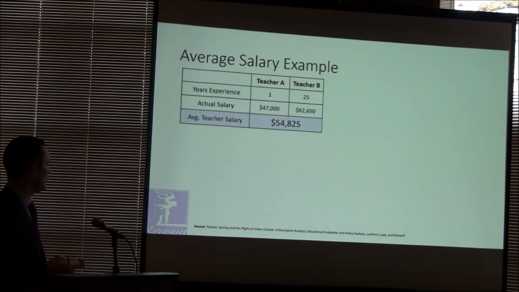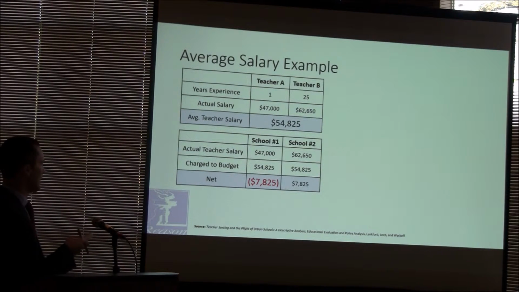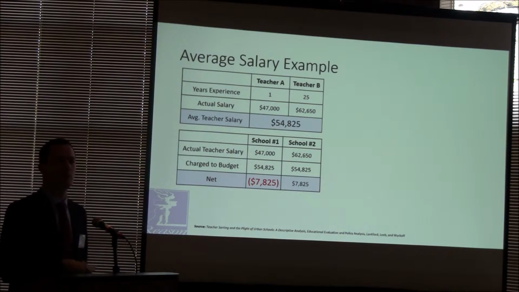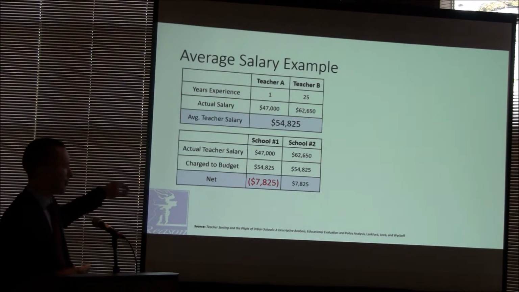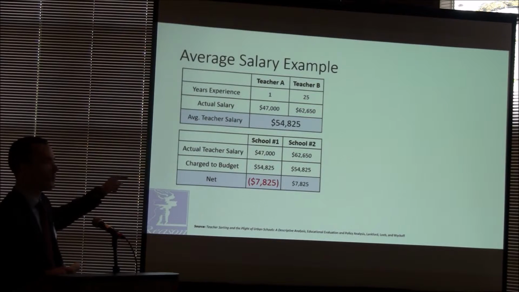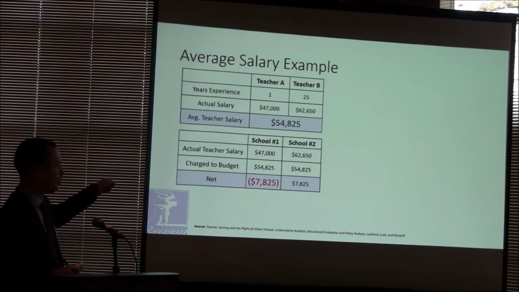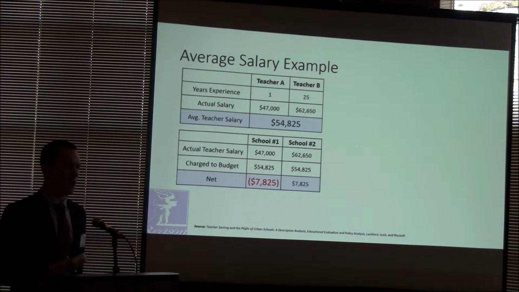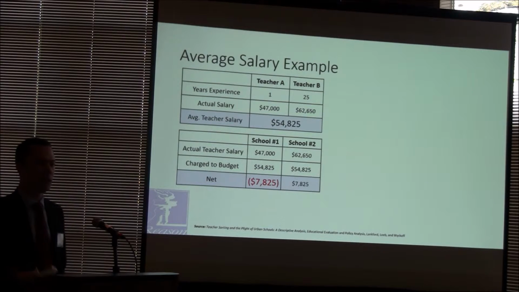Now let's say there's only 2 schools, school 1, school 2. School 1 gets teacher A, which is the less experienced, cheaper teacher, and school 2 gets teacher B, which is the more experienced, expensive teacher. Instead of charging school number 1 for the actual salary of teacher A, what most districts do is they charge the average salary of $54,825 to their budget. So essentially, school number 1 is losing $7,825. And on the flip side of that, school 2 is gaining money because they're getting the more expensive teacher, and they're actually just being charged for the average teacher salary for that district.